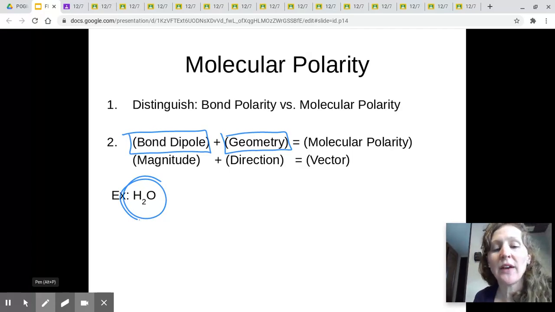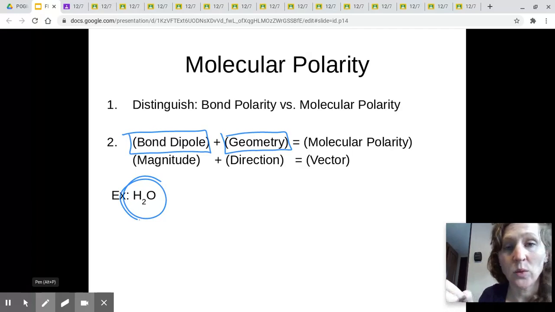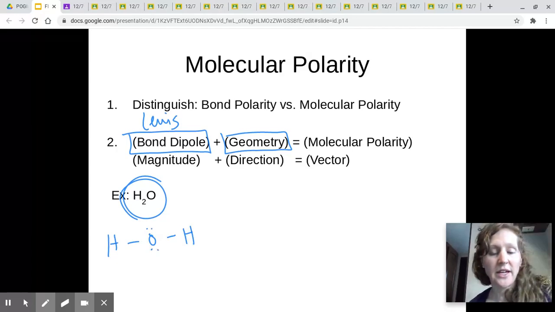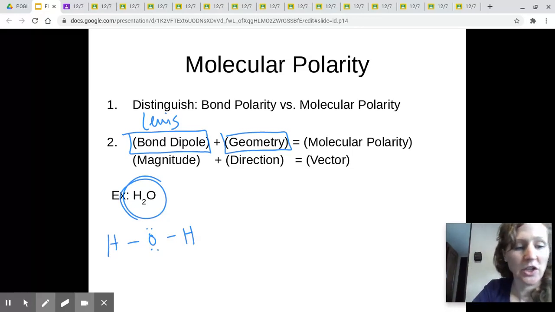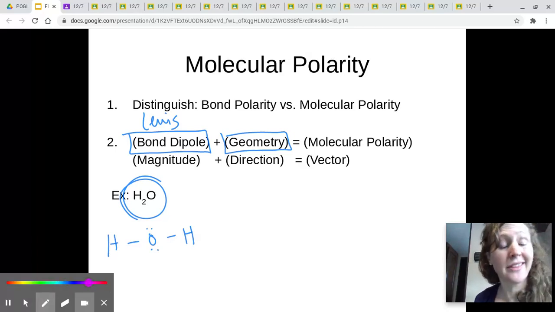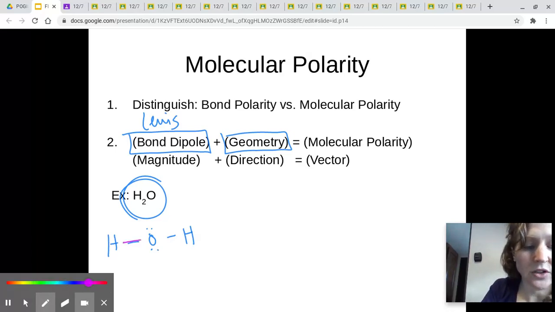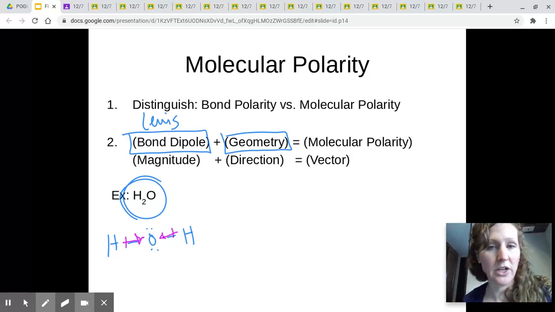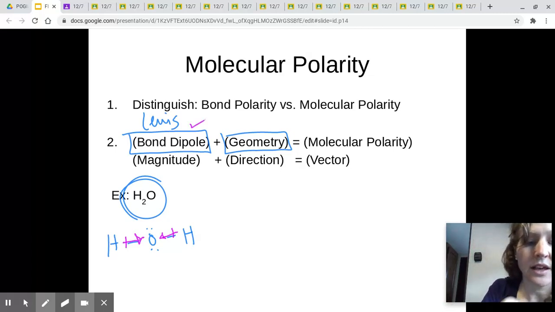First of all, we have to look at the bond dipoles within water. In order to do that, we have to draw the Lewis structure. So I'm going to draw the Lewis structure of water. All right. And then I'm going to look at the bond dipoles inside of it. Do the bonds have dipoles is the question. So in the case of water, yeah, the bonds have dipoles. Oxygen is more electronegative than hydrogen. The electrons are going to be pulled towards oxygen and away from hydrogen. So yes, the bonds have dipoles.